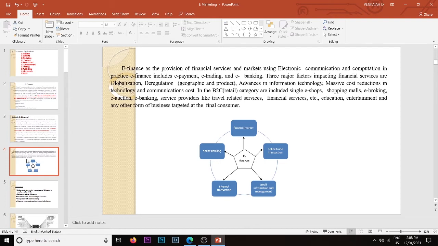Electronic mode. Okay. Earlier, share certificates were in physical form, like your degree marks memo. Presently, share certificates are in electronic form. That is called a demat account. Dematerialize: materialize means physical form, dematerialize means not in physical form, which is nothing but electronic form.